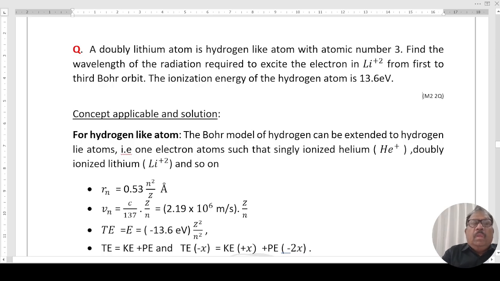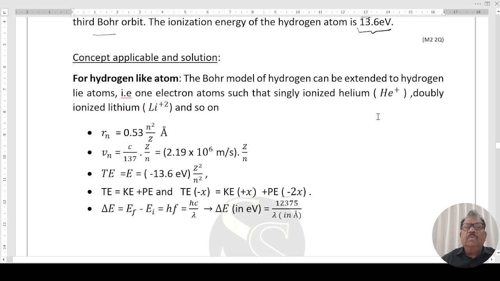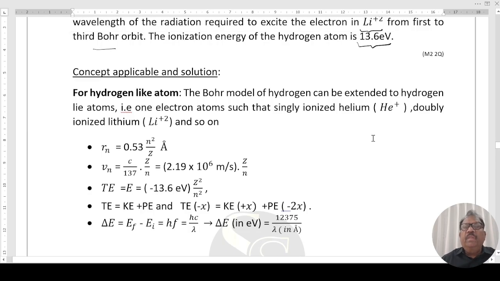Question is, a doubly ionized lithium atom is hydrogen-like atom with atomic number Z. Find the wavelength of the radiation required to excite the electron in lithium doubly ionized, that is +2, from first to third orbit. Ionization energy of the hydrogen atom is 13.6 eV. Concept applicable solution. We have to find the wavelength.